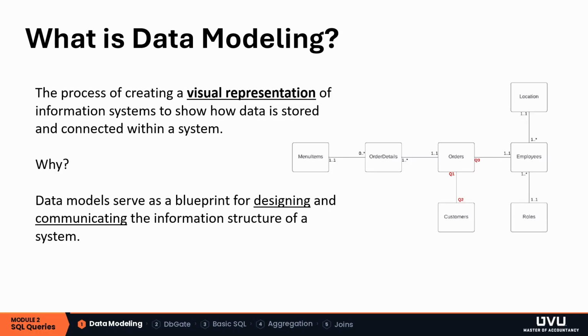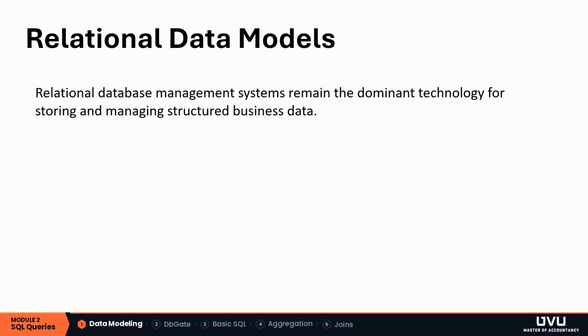They function as a blueprint to know how to design an information system, but they also serve as a common language of communication across different stakeholders. They are a clear and concise way to discuss information structure. So, we're going to start the course by reviewing relational data modeling, primarily because relational databases are still the most common way that companies store and manage their structured data.